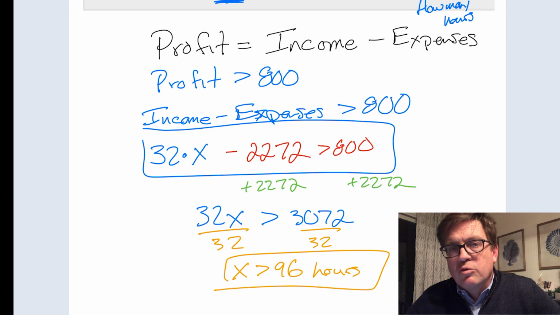Hopefully that thought process and that way of thinking about inequalities is helpful. We'll talk about examples in class, and then we can work out a lot of examples together as a group.